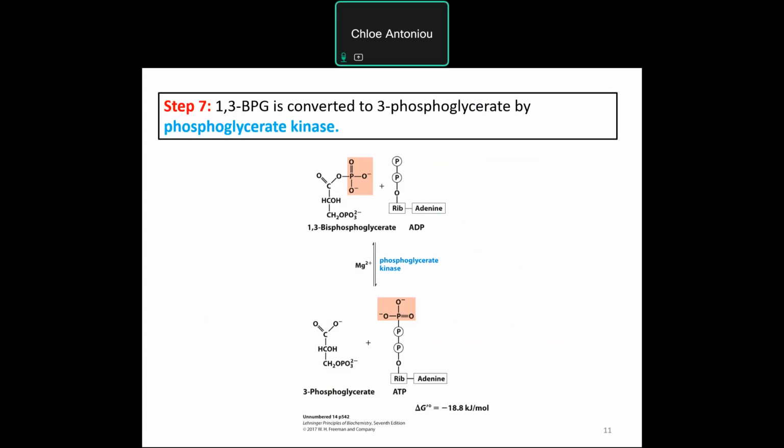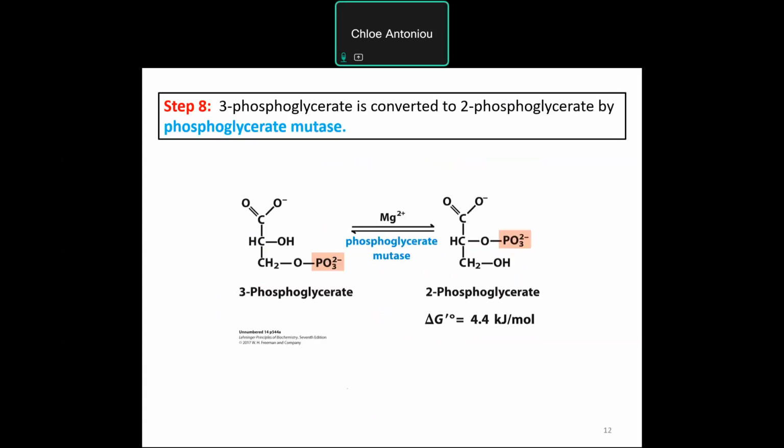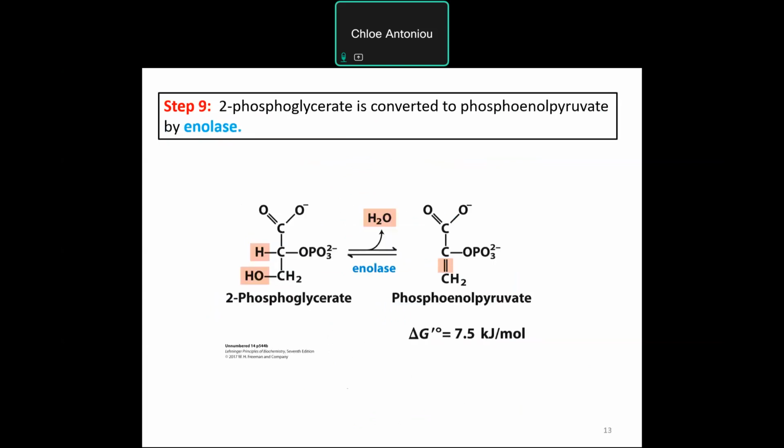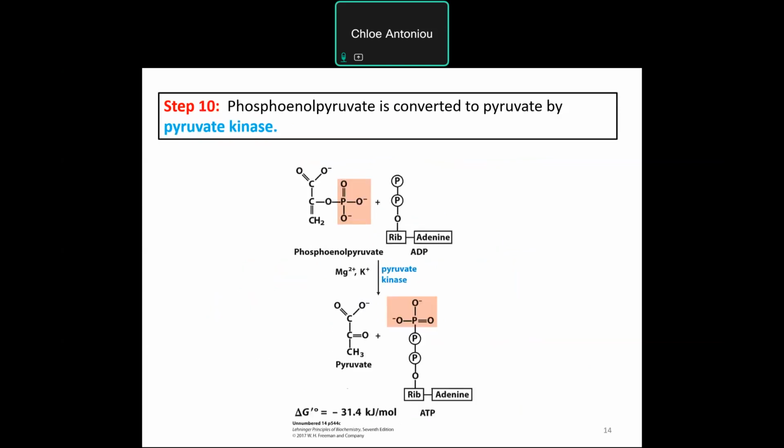1,3-bisphosphoglycerate becomes 3-phosphoglycerate. The phosphate group of 1,3-bisphosphoglycerate gets donated to an ADP to become an ATP. And then the 3-phosphoglycerate becomes 2-phosphoglycerate. Basically, the position of the phosphate group changes. And then 2-phosphoglycerate becomes phosphoenolpyruvate. And phosphoenolpyruvate, finally, we're getting there, becomes pyruvate. So these are the 10 reactions of glycolysis.